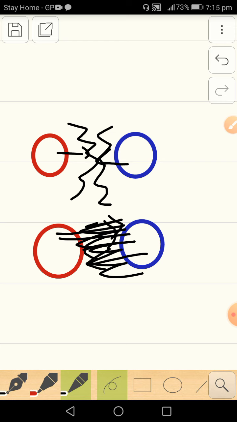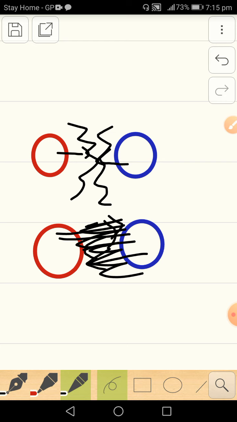Okay, isn't it? So when the temperature is increased, more particles now have a higher amount of kinetic energy. So both the amount of collision and the intensity of the collision increase. Intensity means how strongly they collide.